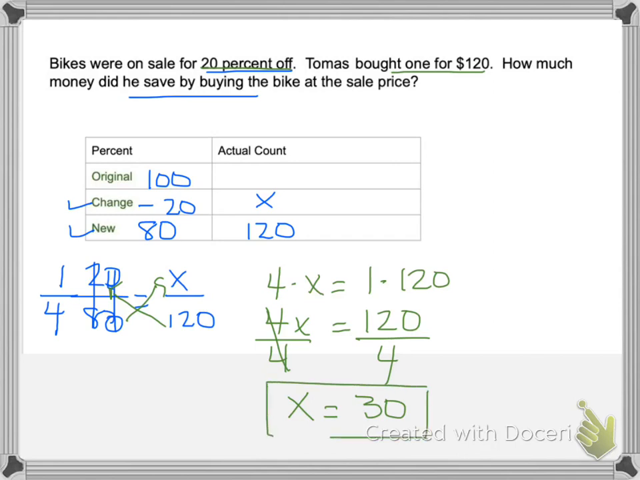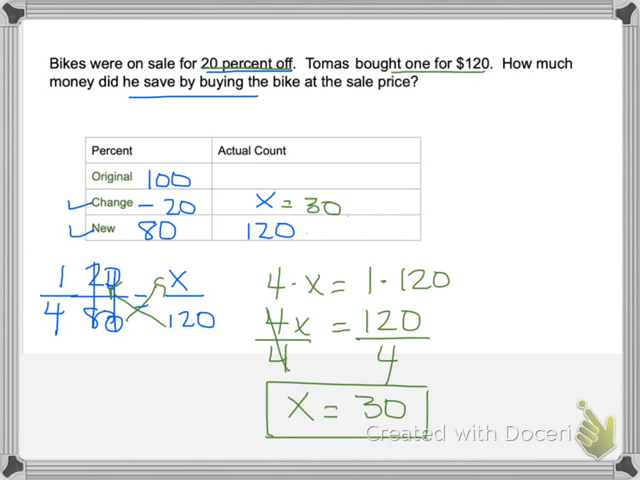So how much money did he save? By buying it at the discounted price, he saved $30. Now, if it asked me one step further, how much was my original amount, all we could do is take our 120 plus my 30 and get my original amount was $150, right?